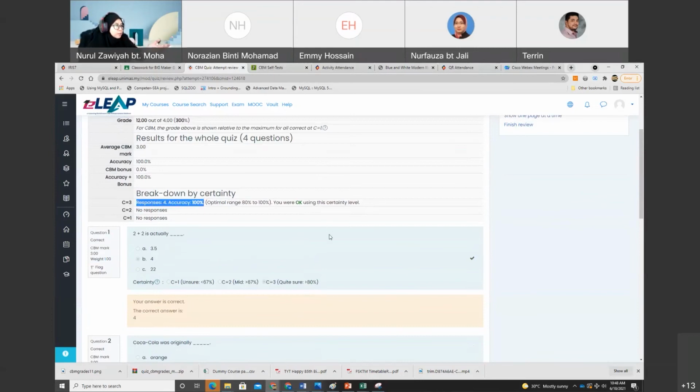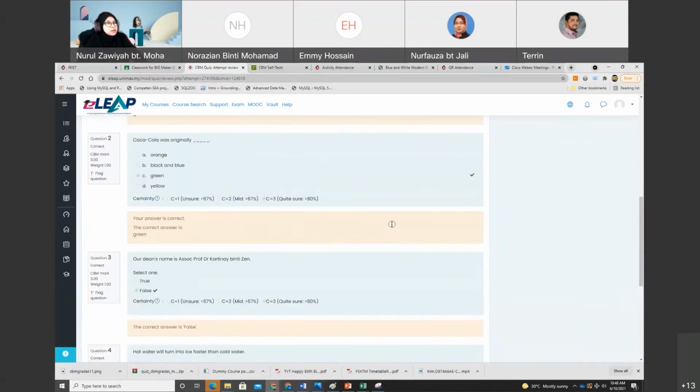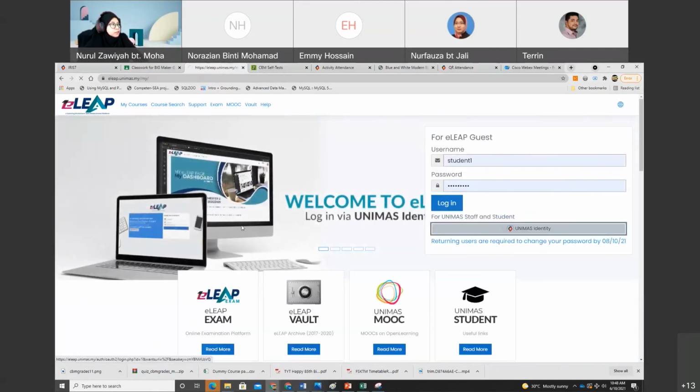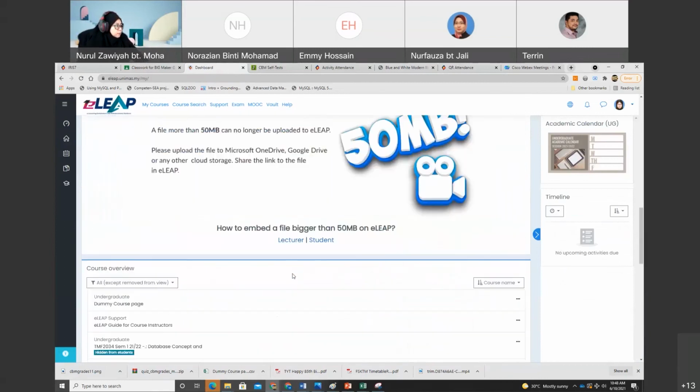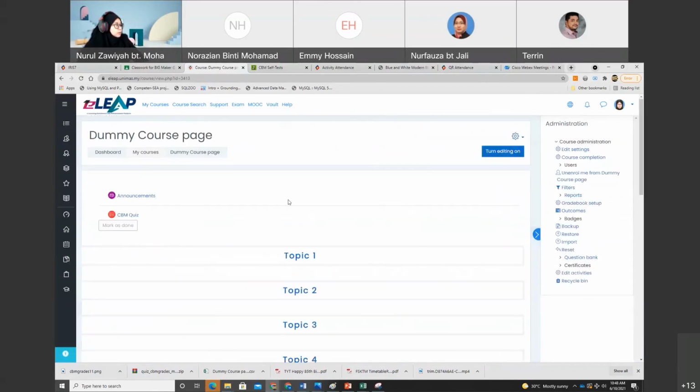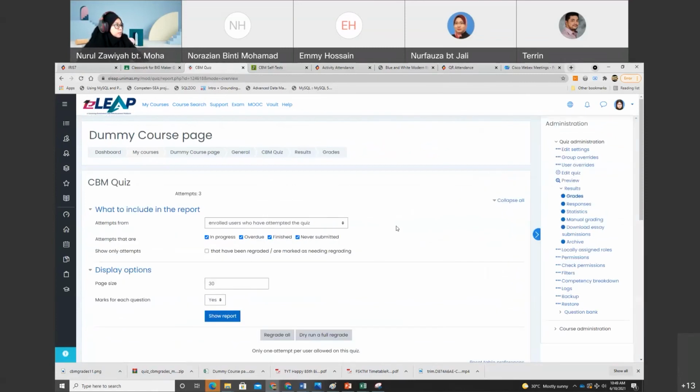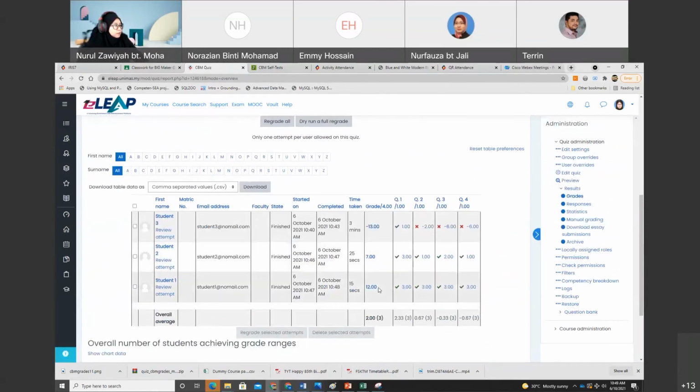Okay, we can actually brief our students on this breakdown and guide them on which part they need more work, more readings and so on. Okay, so let's see from the lecturer's perspective. Okay, so CBM quiz, we have 3 attempts. So this is our view.